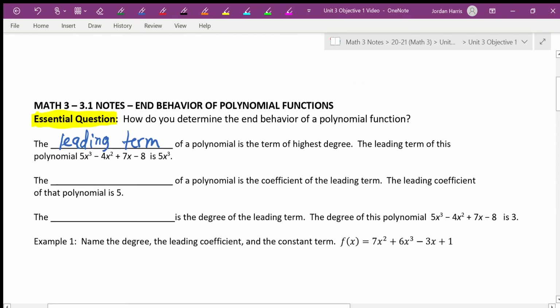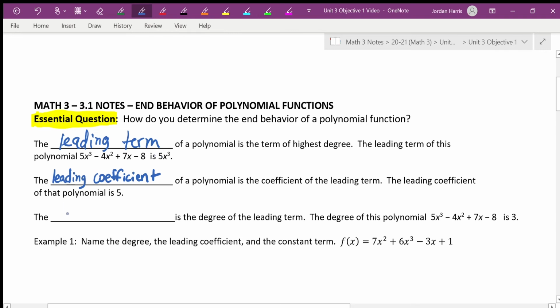The next one, the leading coefficient of a polynomial, is the coefficient of the leading term. The leading coefficient of that polynomial, this one up here, is 5. It's because that's the coefficient, the number in front.